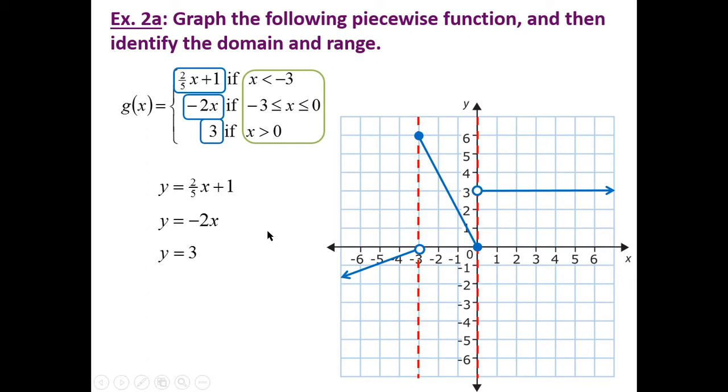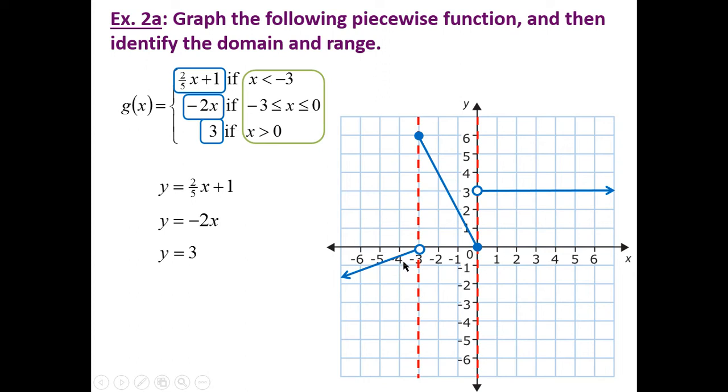The last part of this is to identify domain and range. Once again, for domain, we're thinking about how far to the left or right my graph will go, and you can see it's going to go off to the left forever. It's also going to go off to the right forever. And then we're going to look at the middle to make sure there's no gaps or anything.